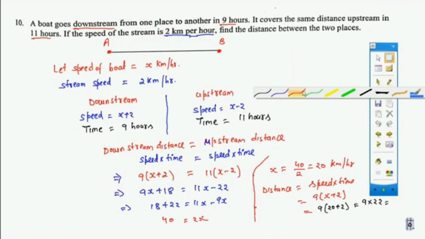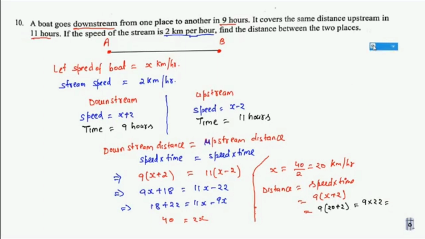Next question. A boat goes downstream from one place to another in 9 hours. It covers the same distance upstream in 11 hours. If the speed of the stream is 2 km per hour, find the distance between the two places. Suppose there are two places A and B. Let the speed of boat is x km per hour and the speed of the stream is 2 km per hour. It is given. So in downstream, speed will be x plus 2.